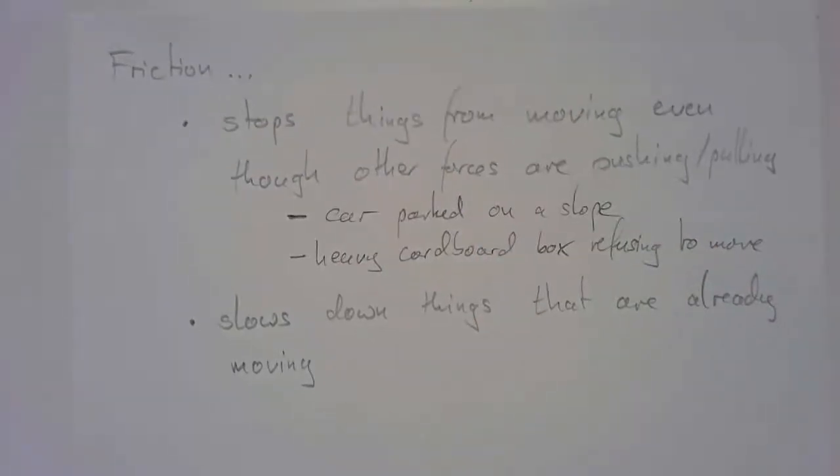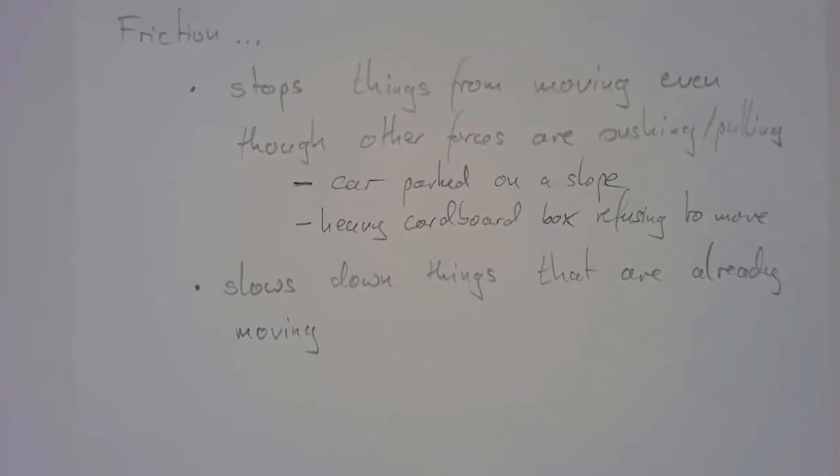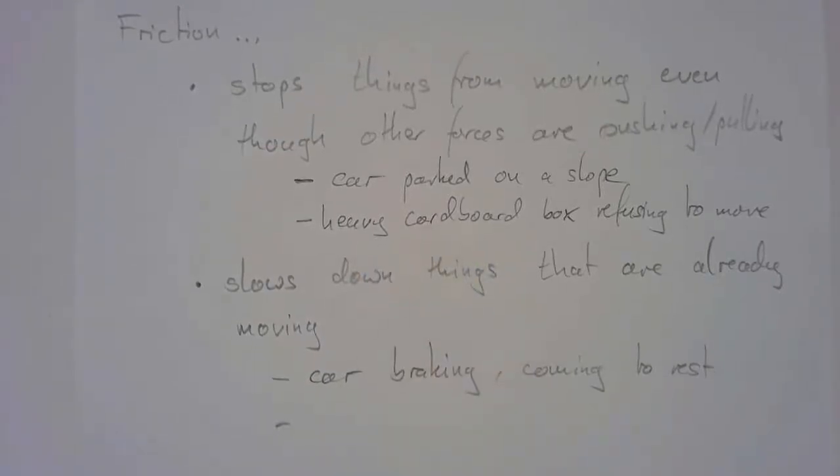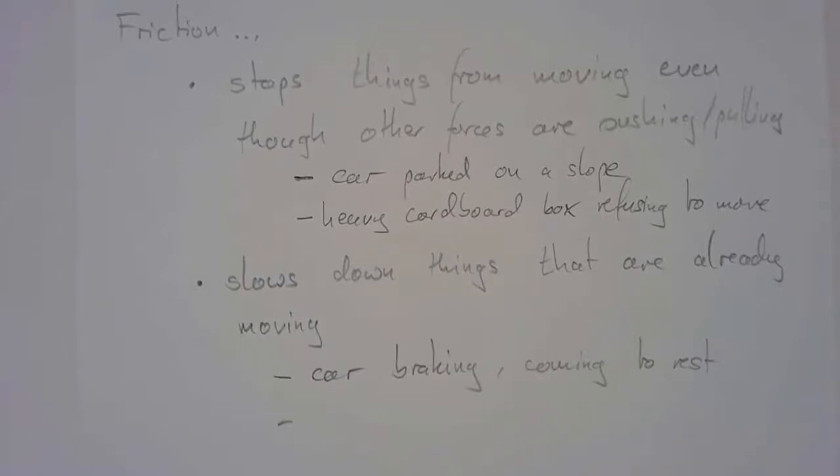So friction also slows down things that are already moving. It's the second type of effect of friction that we get. So there, let's just pick an example with a car. We might think of a car braking, or a driver braking the car, and the car coming to rest. That has to do with friction. Or if you finally got your heavy cardboard box to move, well, you've got to keep pushing it, otherwise it's going to slow down and stop.